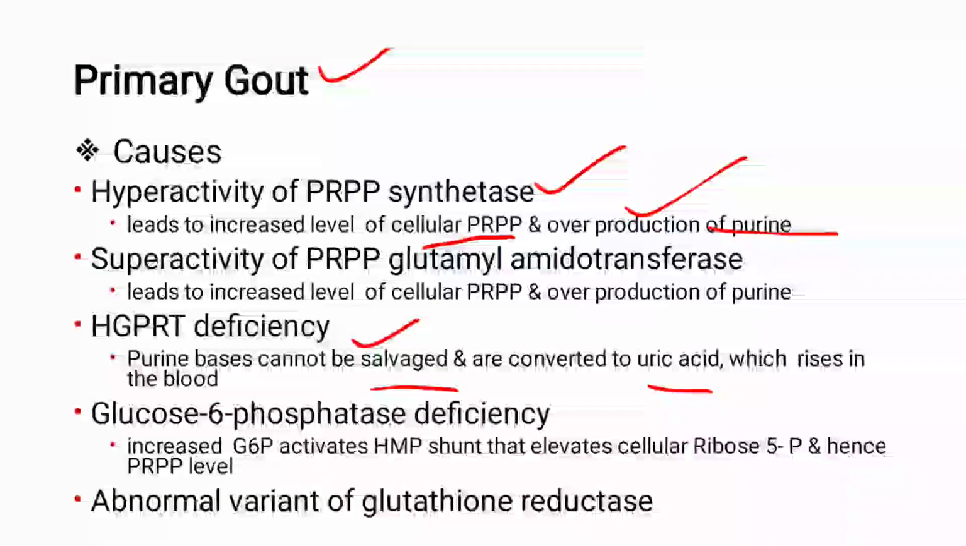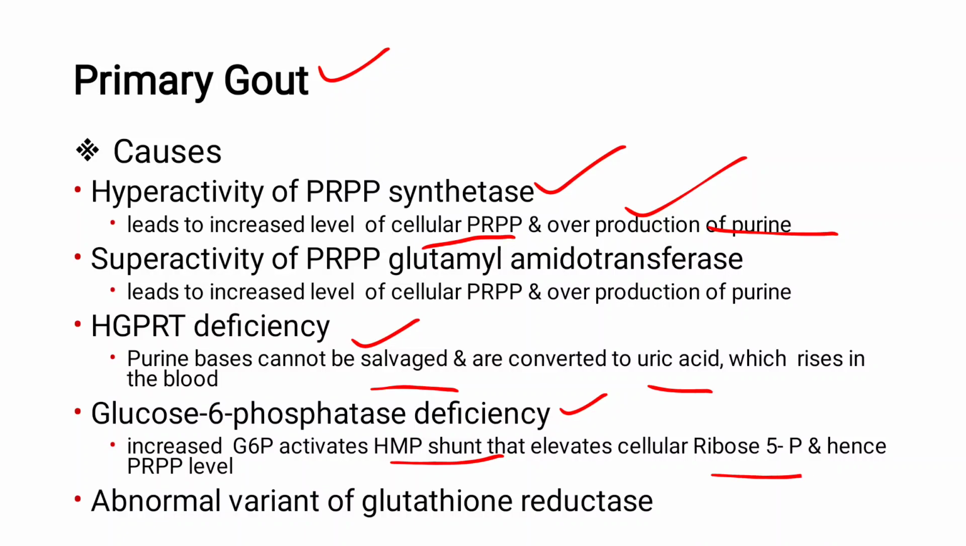Glucose 6 phosphatase deficiency. This is an enzyme required for the last step of gluconeogenesis as well as glycogenolysis. And glucose 6 phosphatase deficiency is known as von Gierke's disease. In this case also, there is increased glucose 6 phosphate which activates the HMP shunt pathway. And the products of the HMP shunt pathway are two: one is ribose 5 phosphate and the other is NADPH.